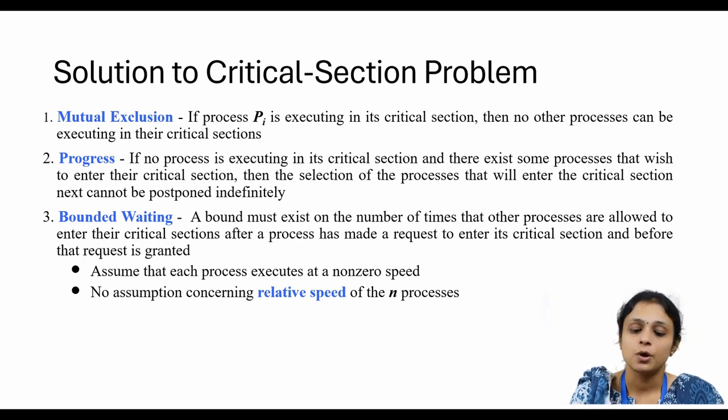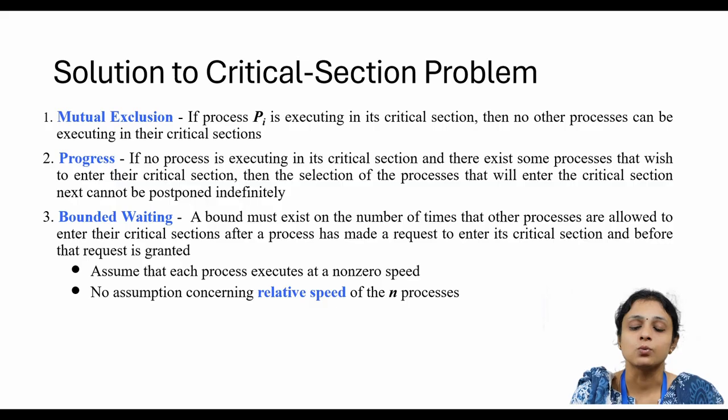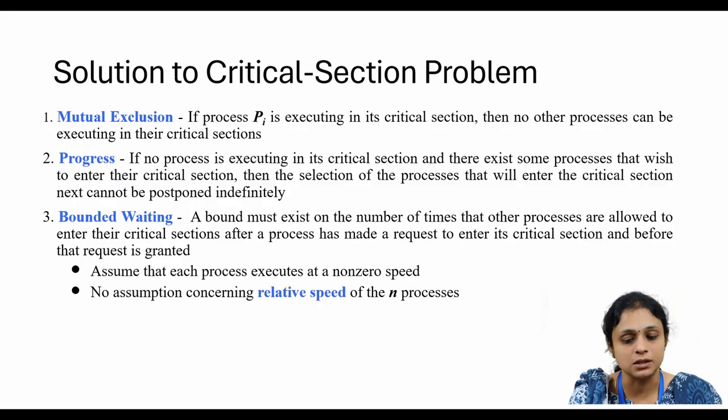Second one is progress. If a process is not executing in the critical section, that is, if the critical section is empty or free, then some other processes might want to access the critical section. Again, n number of processes will be wanting to access it. Now, which process should access the critical section is decided by the operating system, and this decision cannot be postponed indefinitely. Third one is bounded waiting.